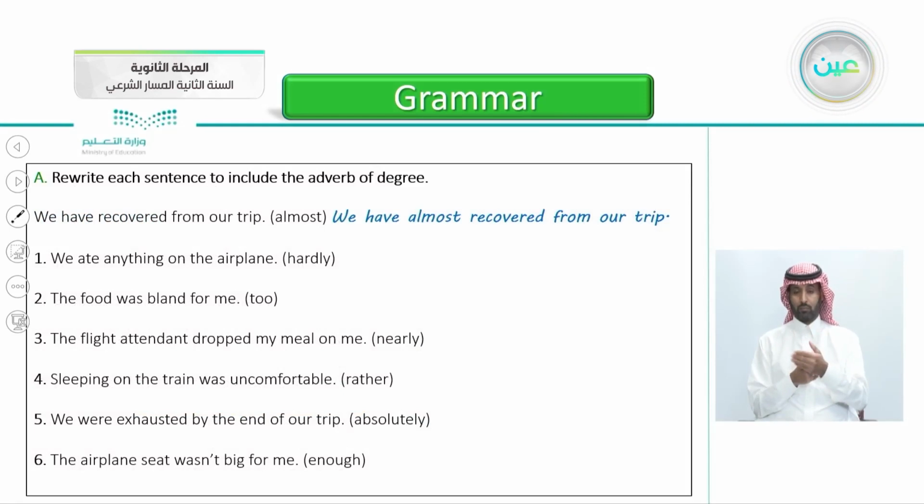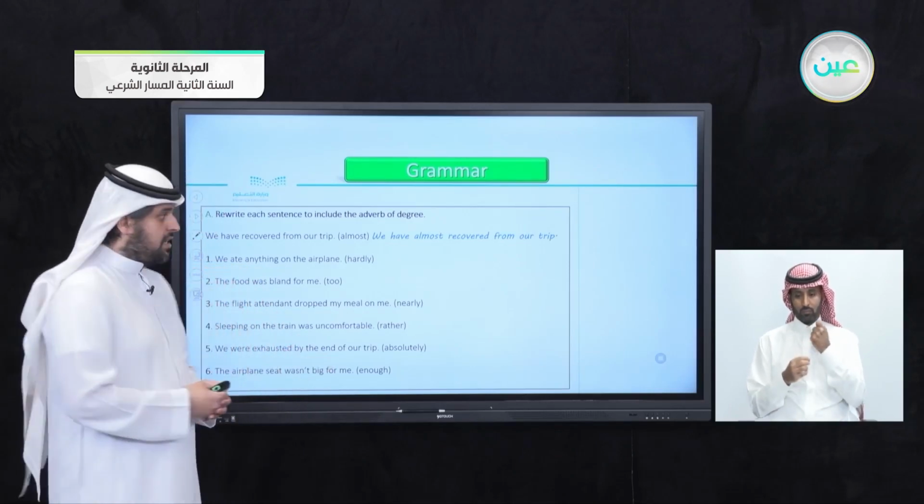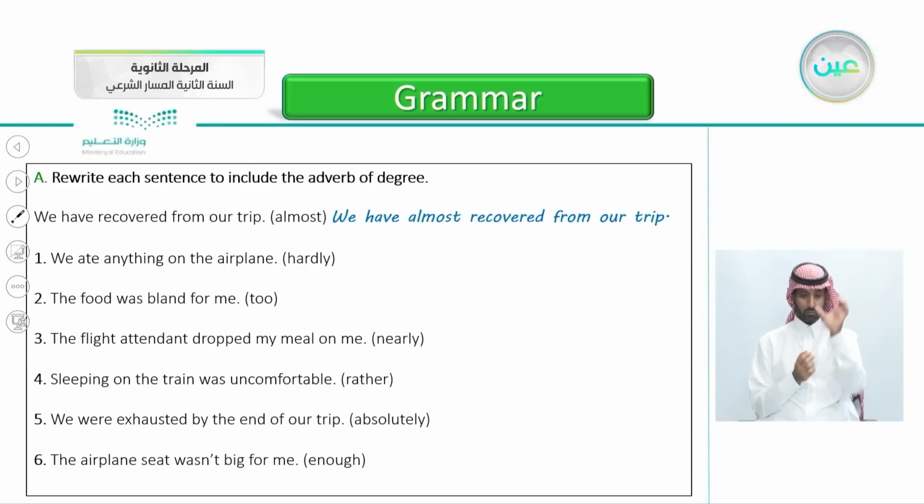So exercise A, rewrite each sentence to include the adverb of degree. The first one is already done here. We have recovered from our trip and the word almost. So we say, remember to put it before the verb. We have almost recovered from our trip. This is actually an extremely easy exercise here. Just put the adverb of degree in the correct place.